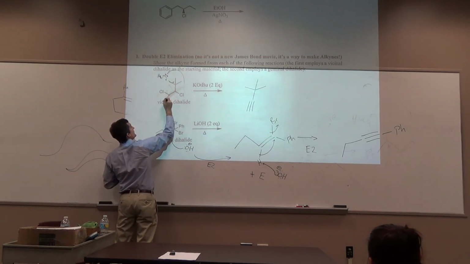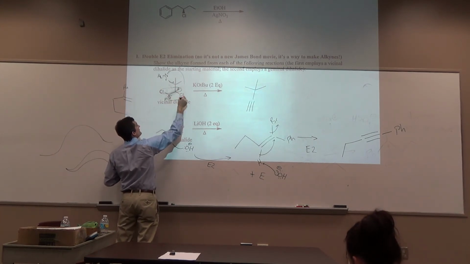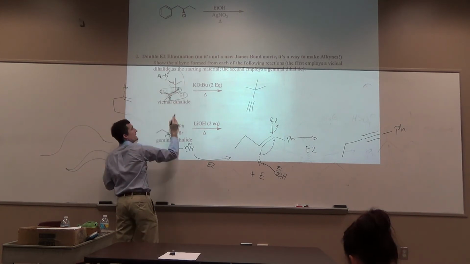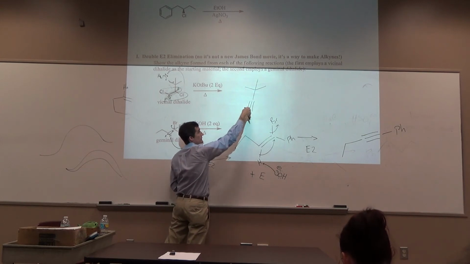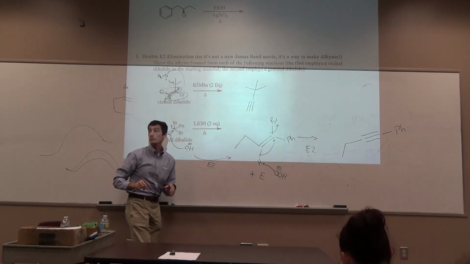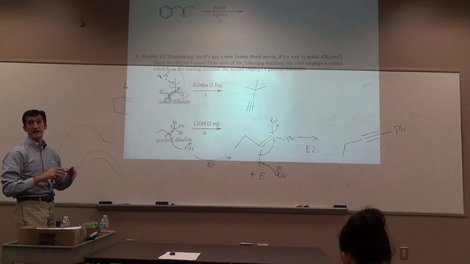There's two H's here. One there, we remove HCl and HCl. The last carbon has an H remaining. Carbon's got an H there, right? I mean, it's a terminal alkyne. Hopefully you see that. That can be done. That'd be double E2 on a vicinal dihalide.